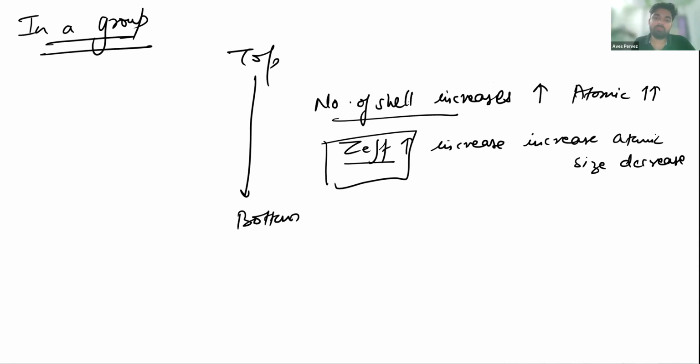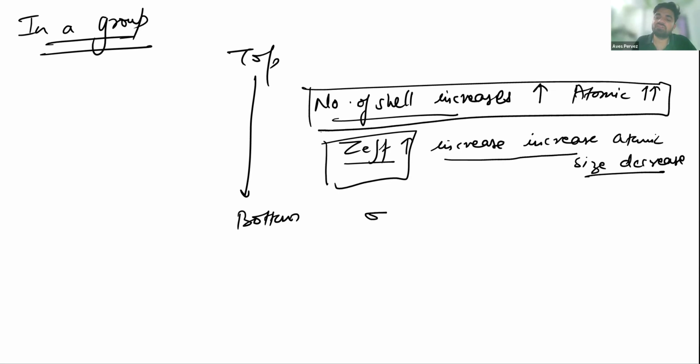So here the number of shells increases and due to that the atomic size increases. But here the Z effective increases. But along with this Z effective, which decreases the size, the screening effect also increases, and the screening effect increases the size. So these two will counterbalance each other. But just the net effect is this one.